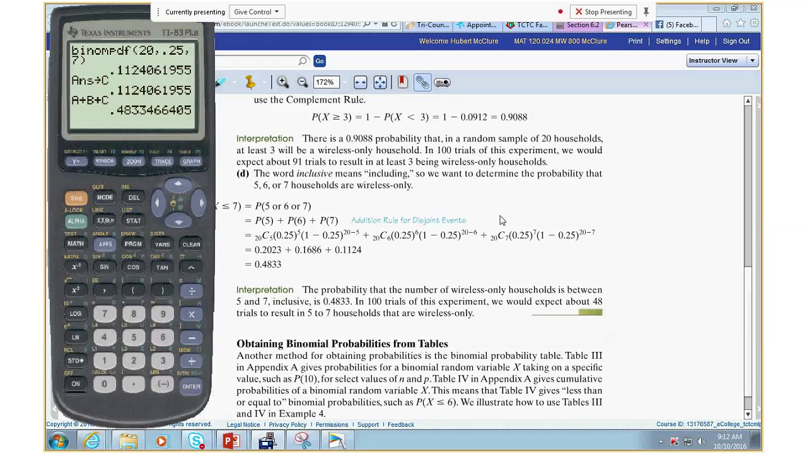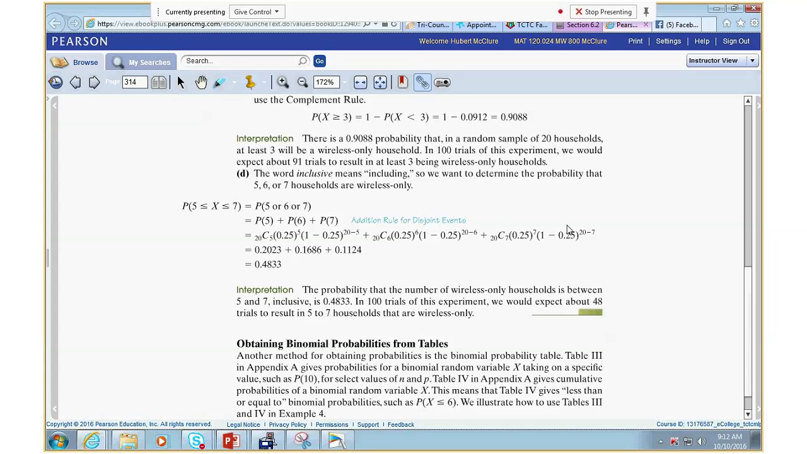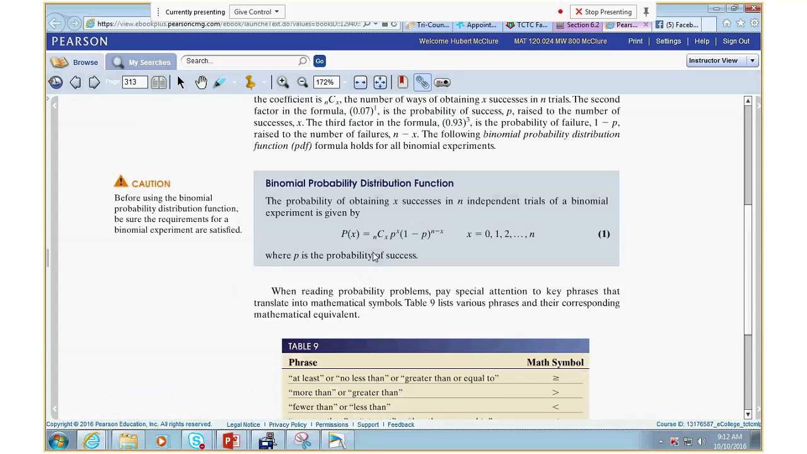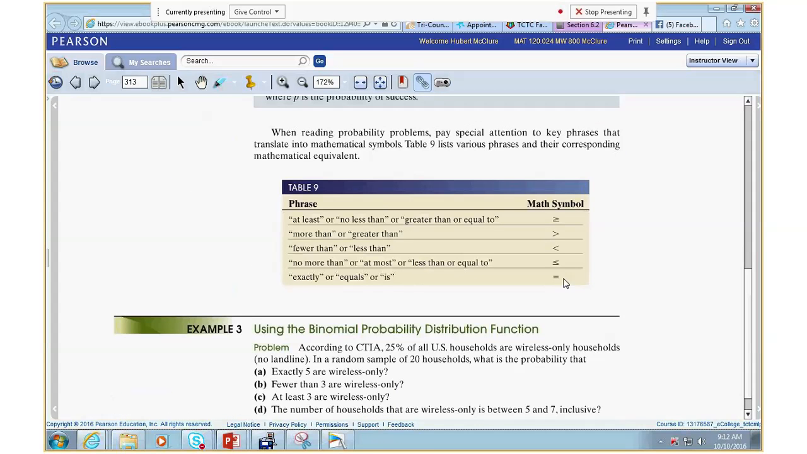Now, again, I can't stress enough. Go back to this page right here, and I want you to look at these words, because these words are what you're going to be tested on. Any monkey or 9-year-old, as I call my son, monkey, can punch n, p, and x on a calculator.